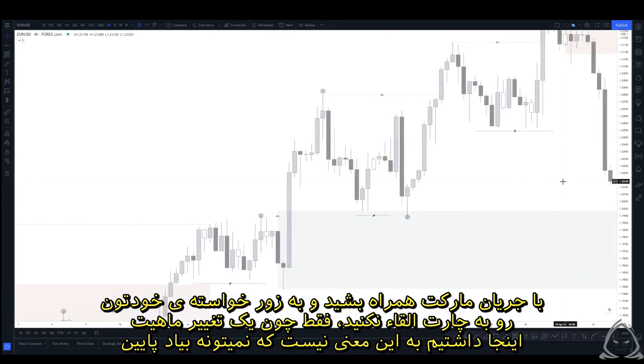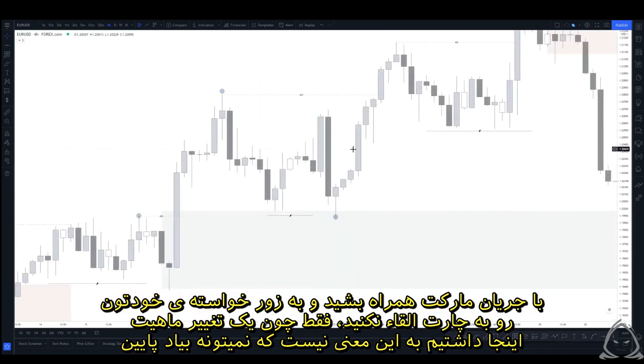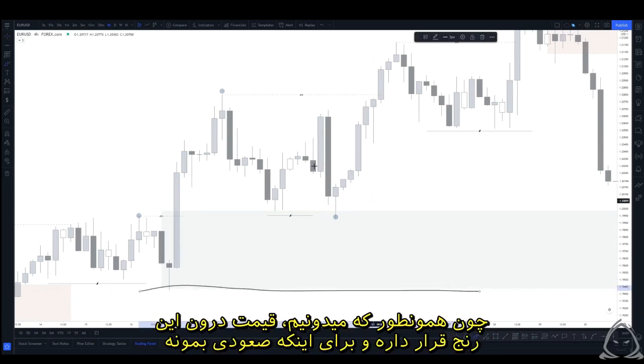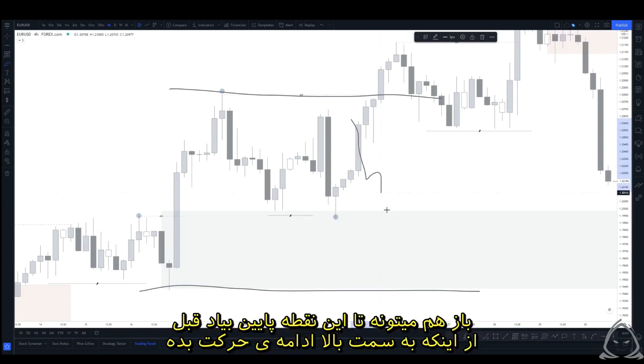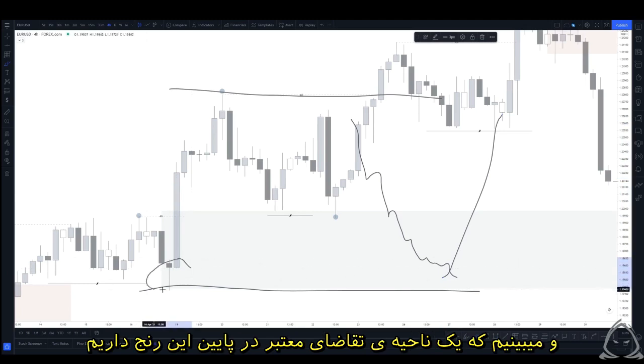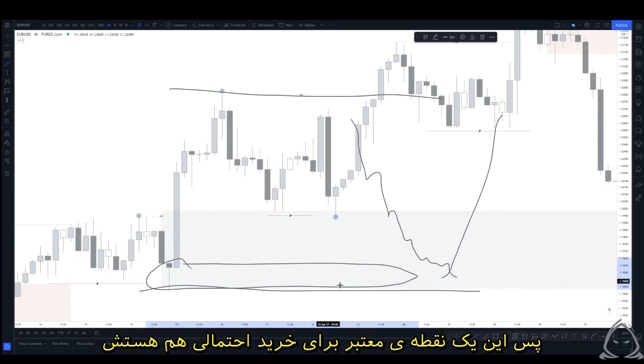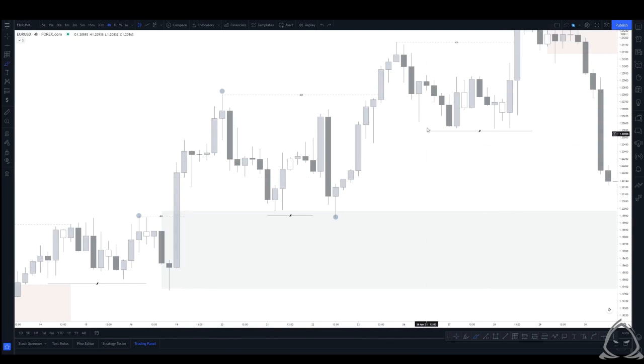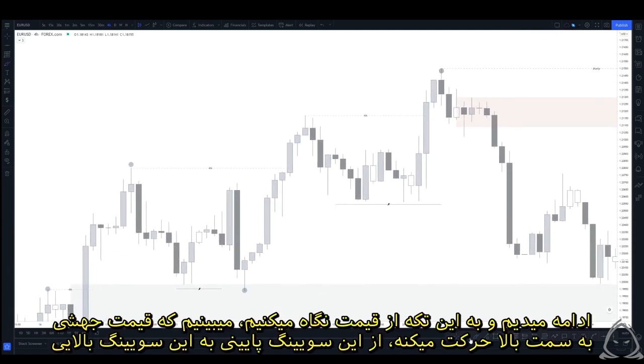Just because it did a change of character here doesn't mean that it can't break down to create more substructure, because as we know, price is contained within this range, and for it to remain bullish, it can still come down as low as here before coming to the upside. And as we can see, we do have a valid demand zone at the bottom of this entire range. So this would be a valid point to look for a potential buy as well if price did come down that way. We'll move on and just look at this bit of price.